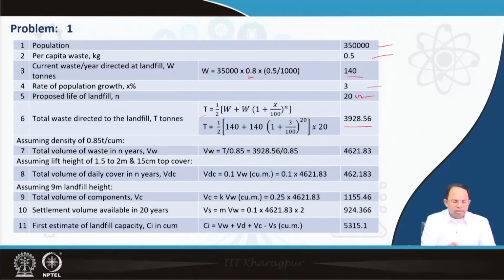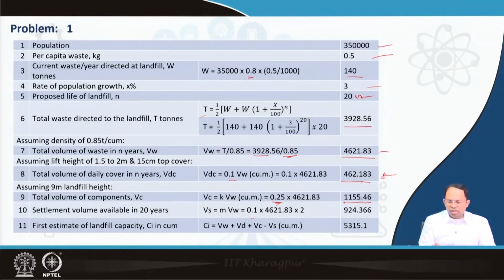Now total volume of waste is this total tons of waste divided by the density, which comes to around 4621 meter cube of waste generated. Then assuming lift height of 1.5 meters to 2 meters and 15 centimeter top cover, we can say that total volume of daily cover comes to around 10%, which is 462. Here you can determine the quantity of soil cover required. So 462 meter cube of soil. Total volume of other components of liners is 1155 meter cube of soil, which is 25% adopted.